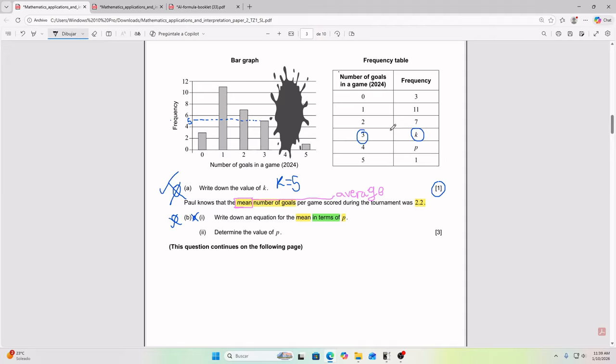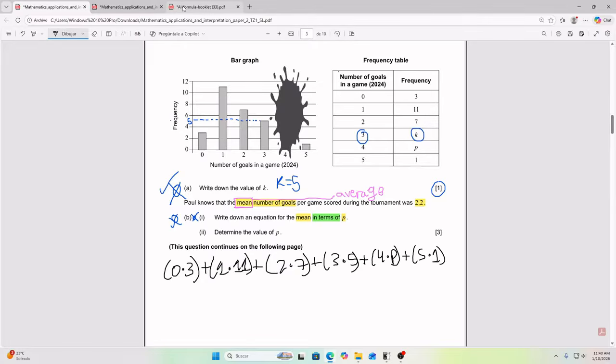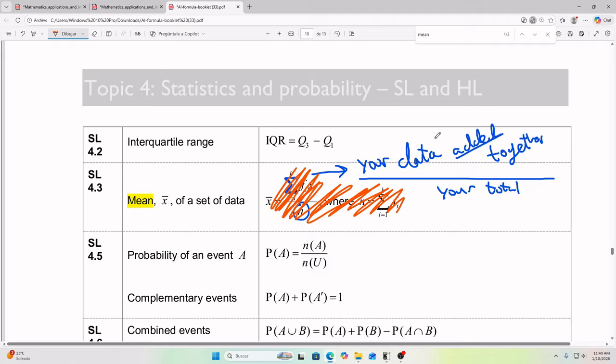So my data added together is going to be this 0, 3 times. So we can do 0 times 3 plus 1 times 11 plus 2 times 7 plus 3 times k, but we know that k is 5, plus 4 times p, plus 5 times 1. That would be the portion of your data added together, the thing up top, and on the bottom is going to be your total.